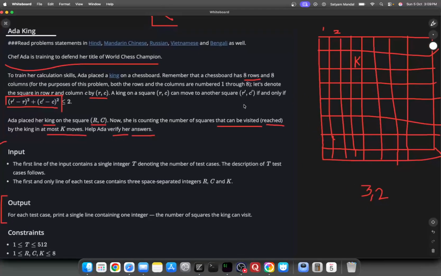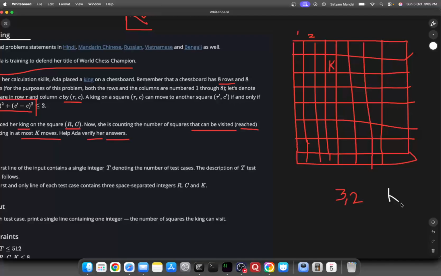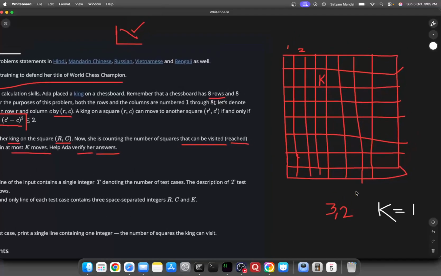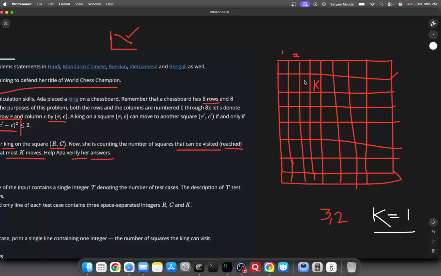I mean, what are they trying to say? Let's first discuss it when our K is 1. Using one move, how far can we move this king? We can move the king to 6 places, right? That's why our answer is 6 in this case.